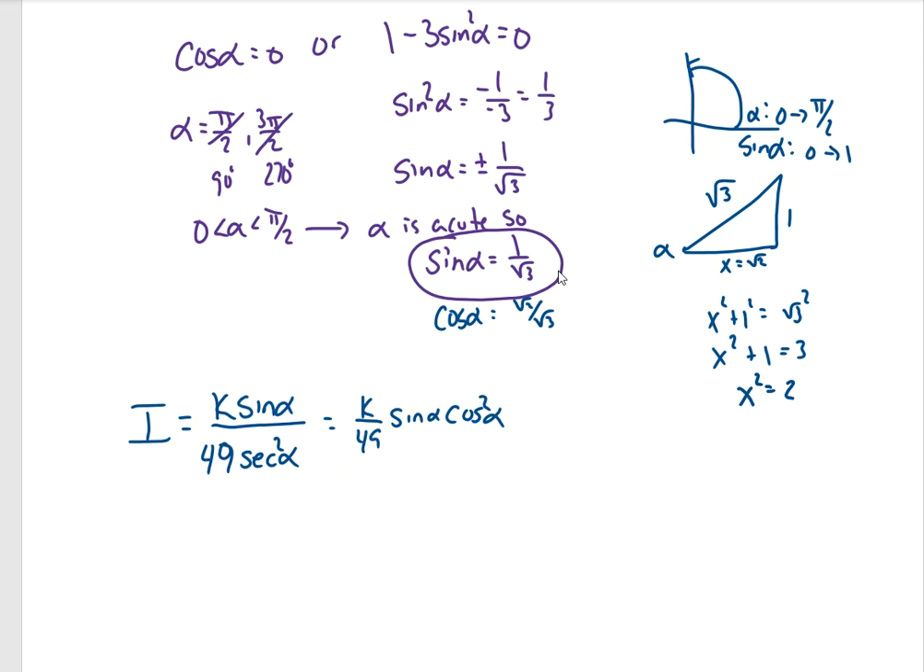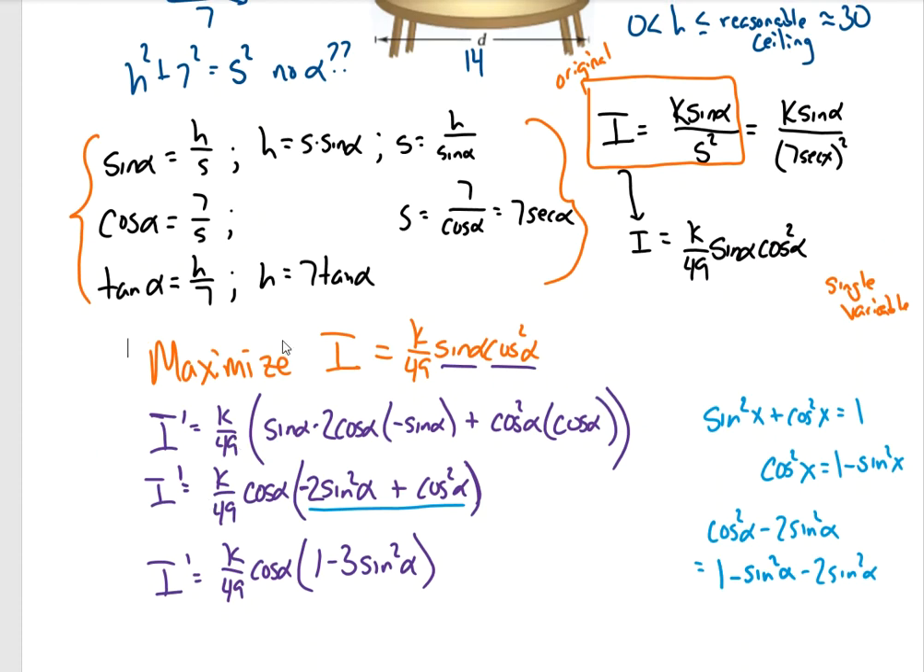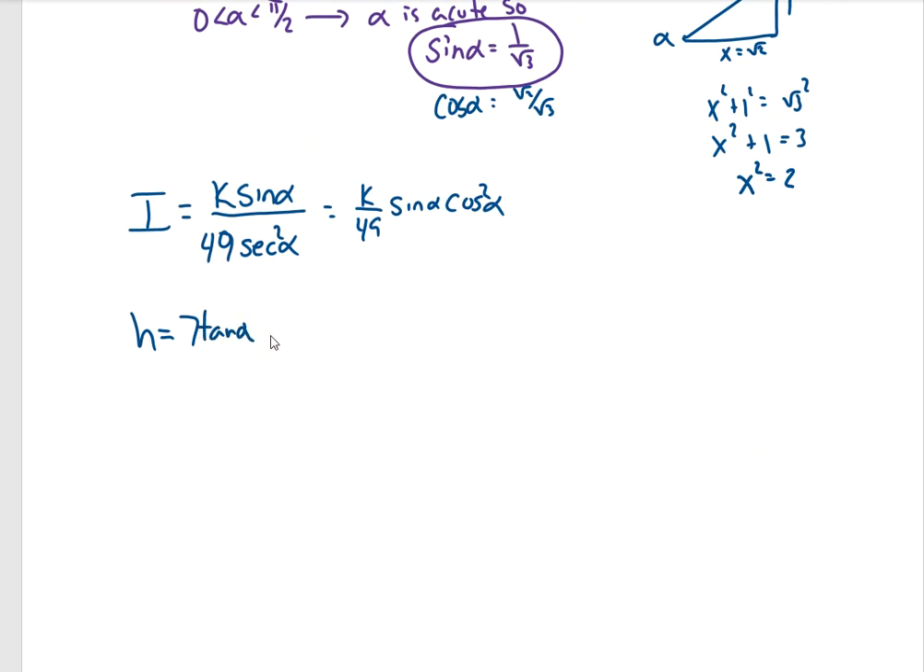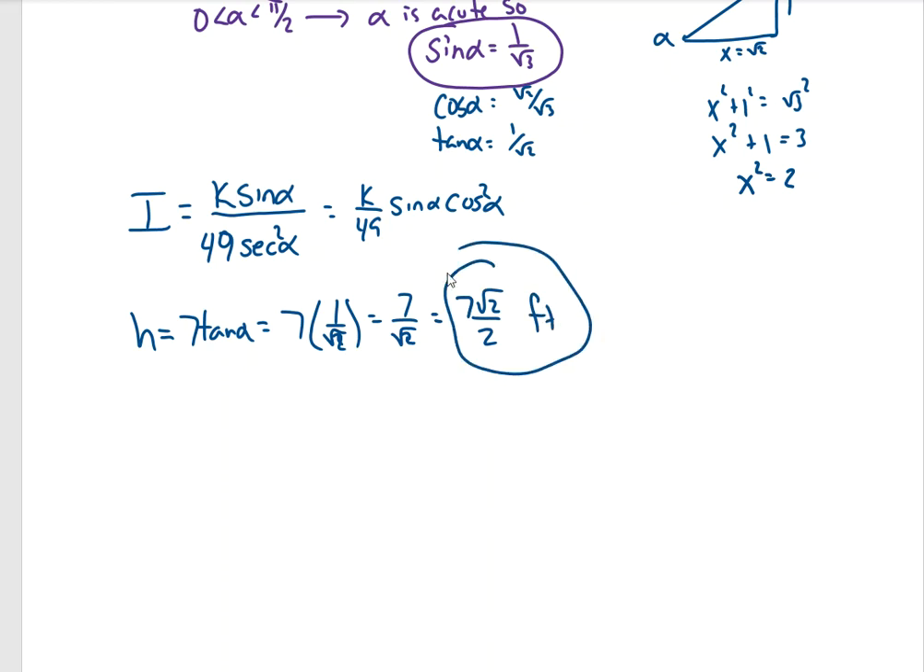Maximum here. And if this is the maximum, then our h value, which we know to be 7 tangent of theta, is now equal to 7 times the tangent of theta, which is sine divided by cosine. So this is either 7 over square root of 2 or 7 square root of 2 over 2, and this will be feet. So we know exactly where to put that.